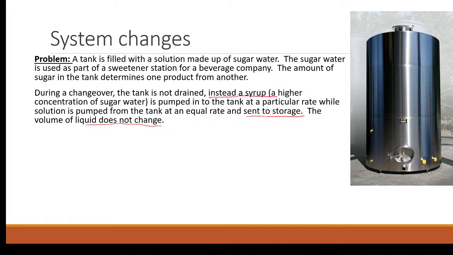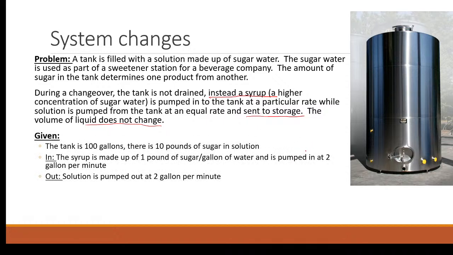So you got this tank that is in a constant state of change until it reaches some preset concentration of sugar again. So if we write this out a little more concisely, you got the 100-gallon tank. You got 10 pounds of sugar in solution. And what's going in is a syrup made of 1 pound of sugar per gallon, and is pumped at a rate of 2 gallons per minute. And what's going out is the mixed solution going out at 2 gallons per minute.